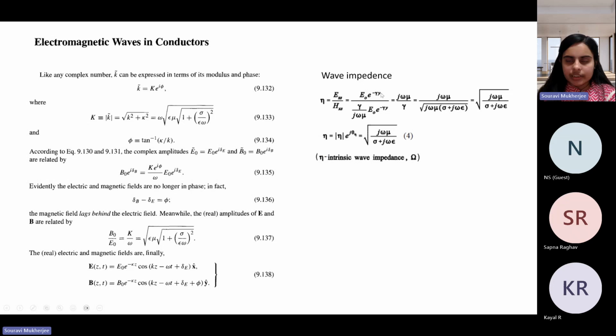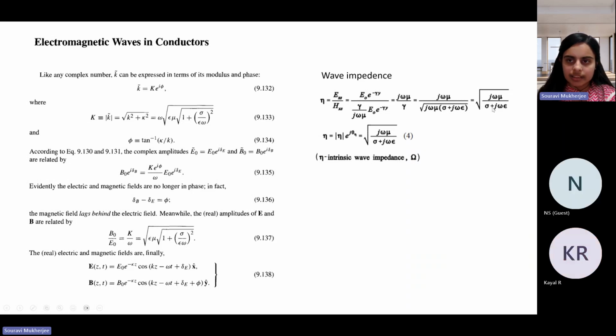What's important is that for any medium, in general, the E and H amplitudes are related by this relation here. So what this tells us is that if it's not a conductor, then your sigma would be 0, right? So if your sigma is 0, you get eta, which is called the intrinsic wave impedance of the medium. It would be given as root over mu by epsilon. So in any medium, if you know the relative permeability and the permittivity of the medium, you can find the wave impedance that the medium has.